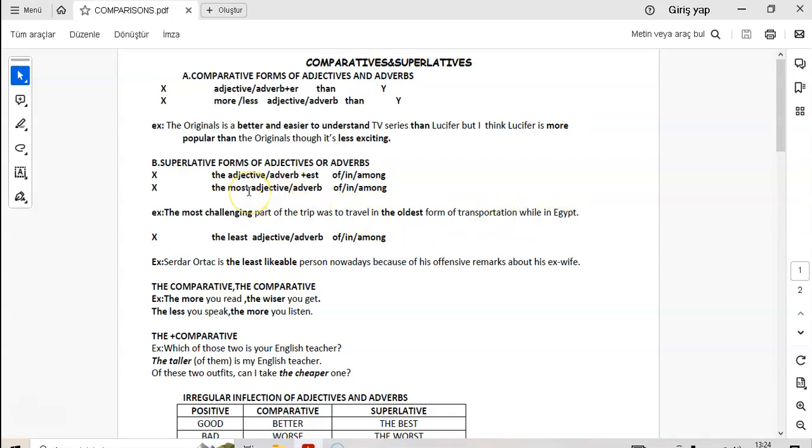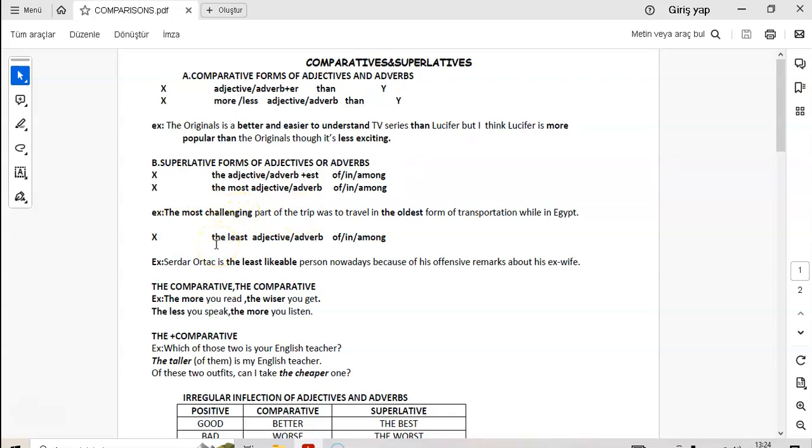What about adjectives or adverbs that have more than two syllables, three syllable, four syllable ones? We use the most structure, as you see. The most challenging part of the trip was to travel, and so on. You see, we have the most plus adjective or adverb. And what about the least?